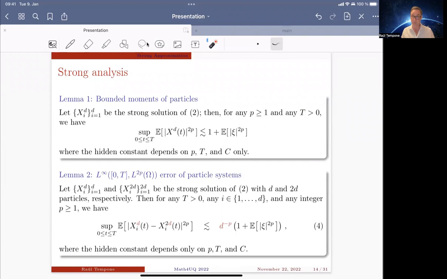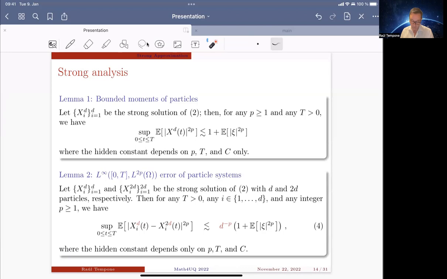All right. First of all, you get the boundedness of the moments of any order p of the particles, provided that you have the right integrability on the initial condition. Then you have sort of a Cauchy type of estimate. You have systems of size D and systems of size 2D, and you look at the particles driven by the same noise W^i, and they are getting close in L^2p with this rate. That is not surprising either.